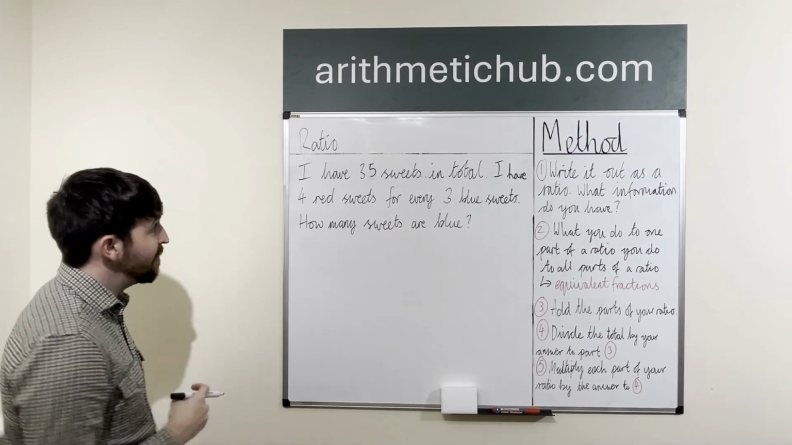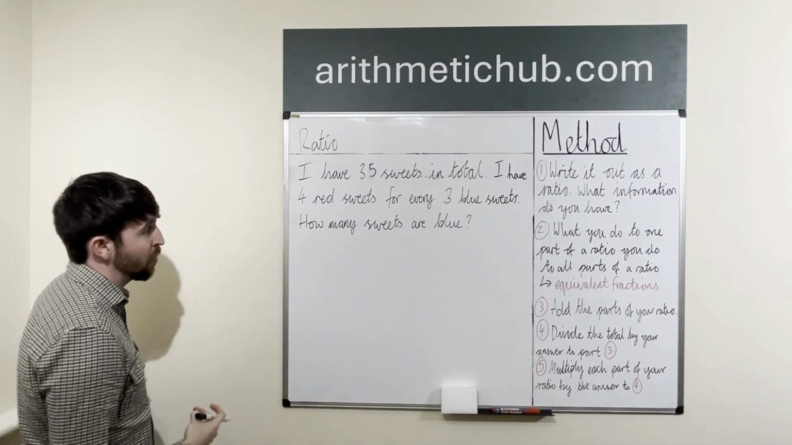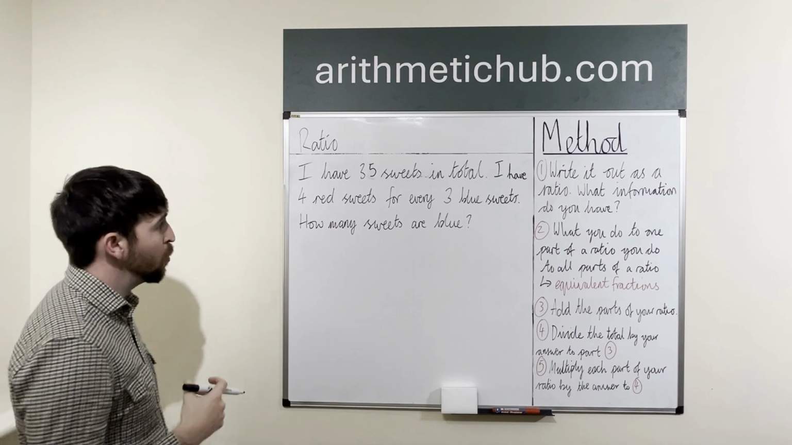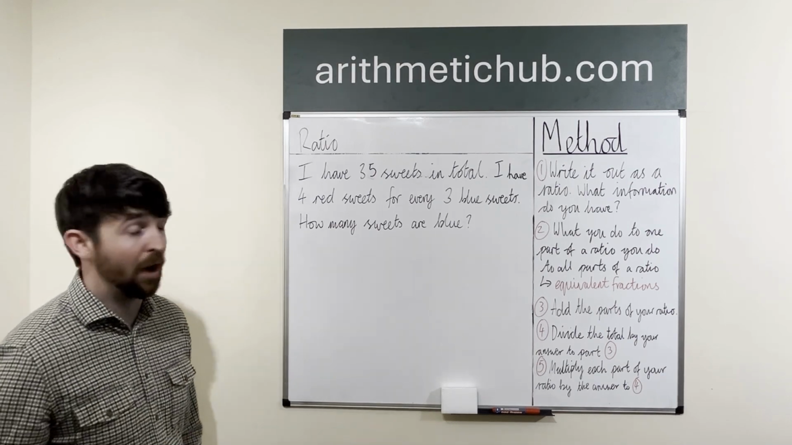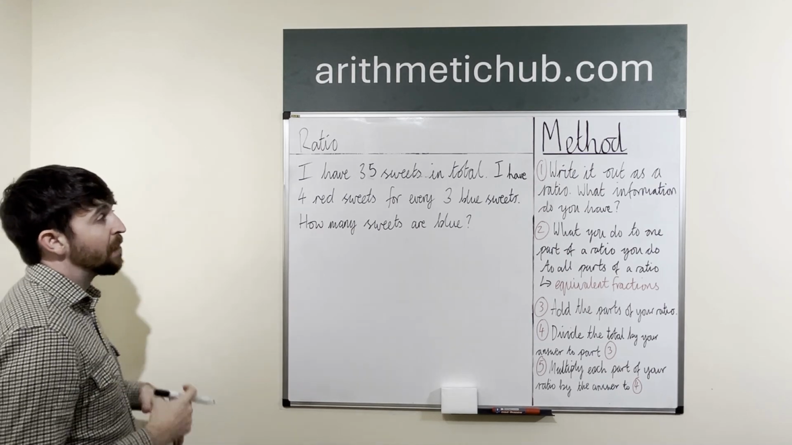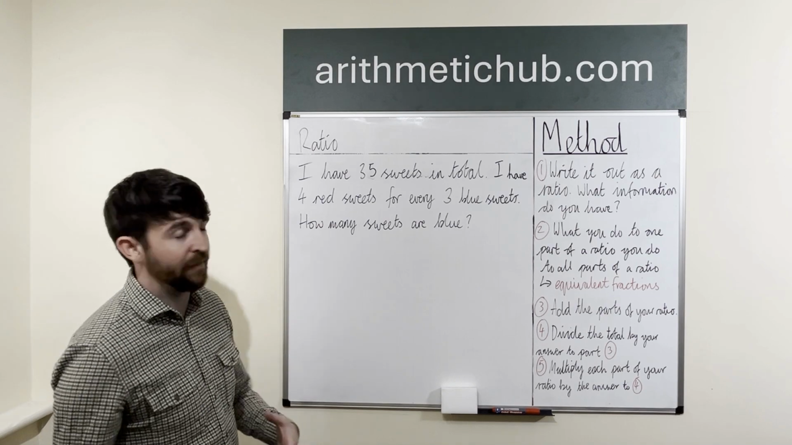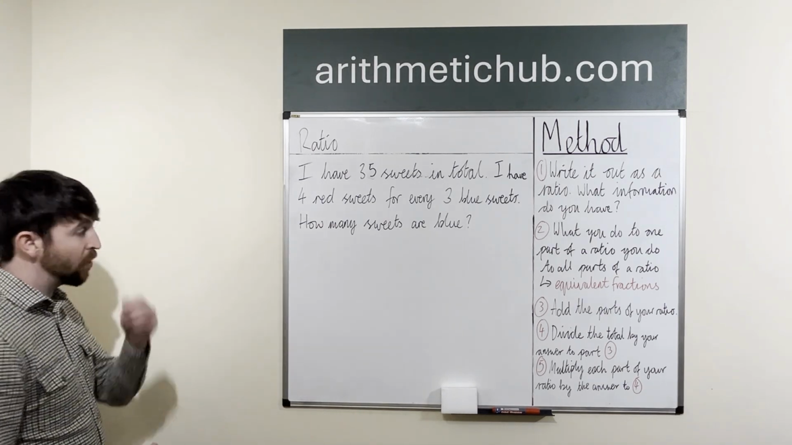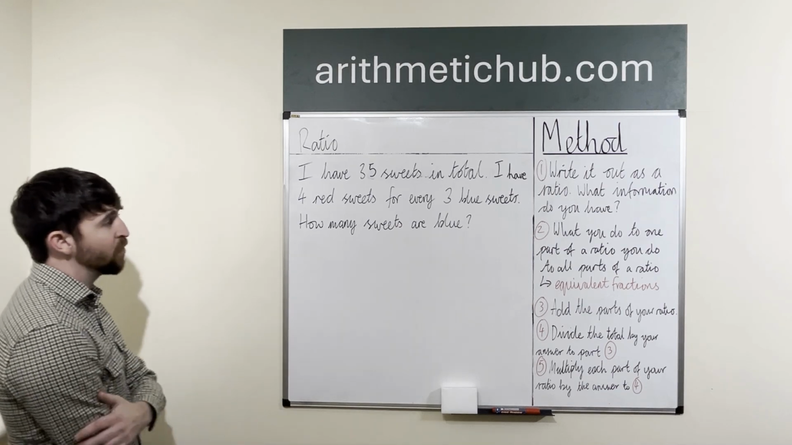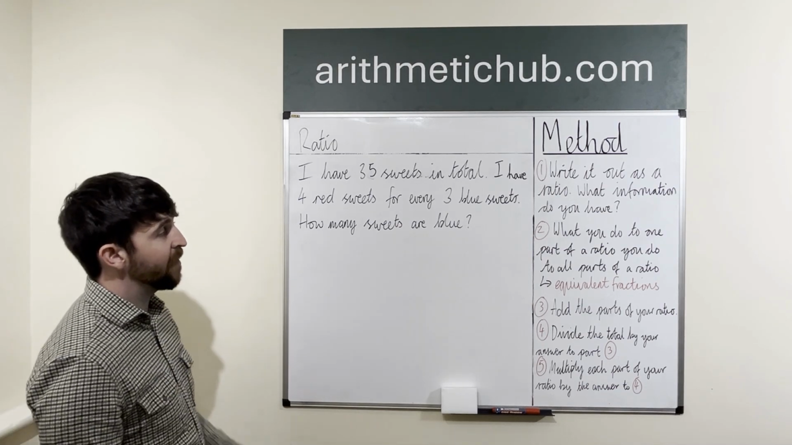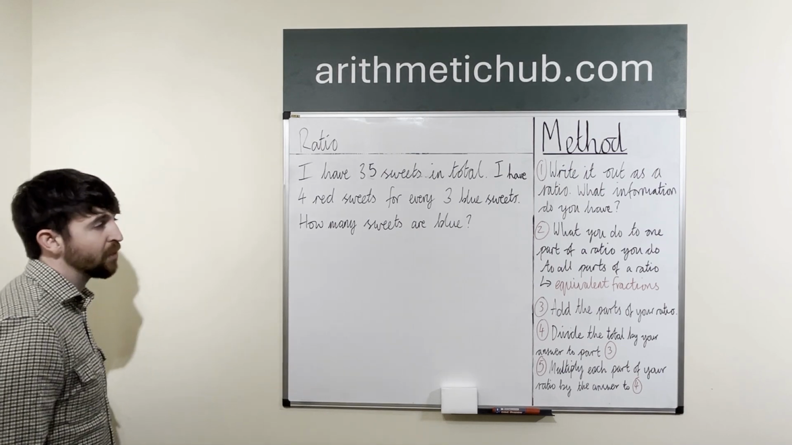Okay, so let's have a little look at these types of ratio questions. Now, these types of ratio questions, I would say, are quite significantly harder because they've got one more piece of key information, but actually when you set it out, it looks like you have less information. So let's have a look at the question. It says, I have 35 sweets in total. I have 4 red sweets for every 3 blue sweets. How many sweets are blue?